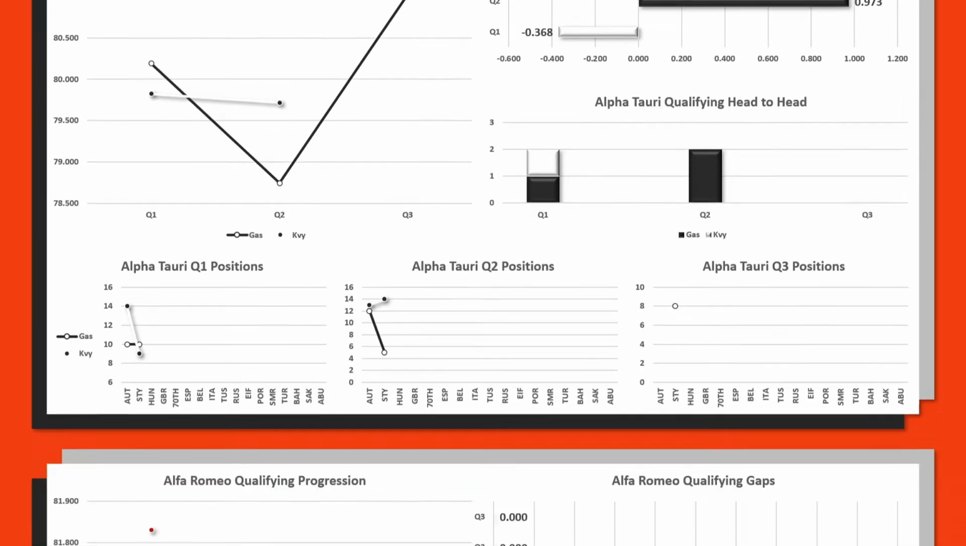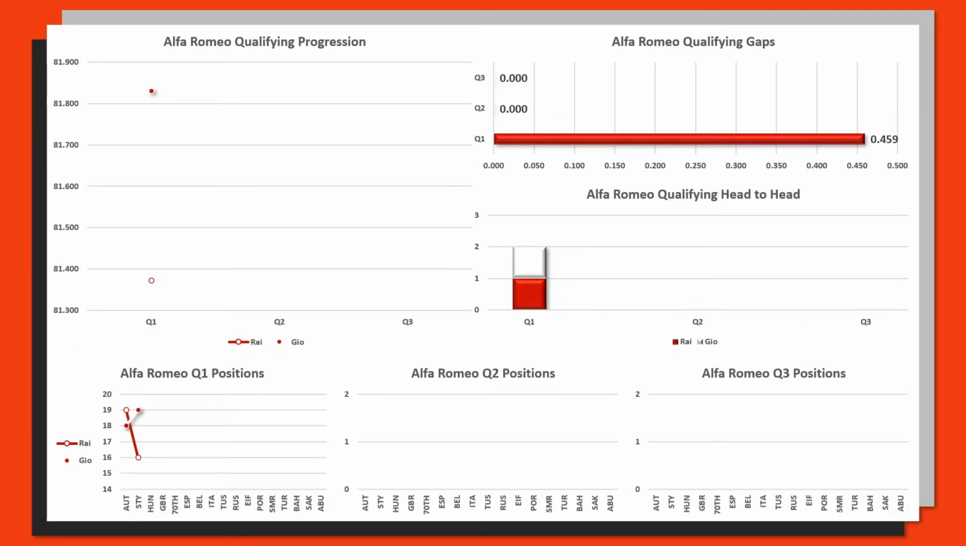Then heading to the second Alfa team, we go to Alfa Romeo, and these are just 2 dots. We have Giovinazzi being the top dot, and then we have Kimi Räikkönen being the bottom dot. It is 1 apiece in the Q1 battle, as neither car so far has made it into Q2, with the gap being just half a second.